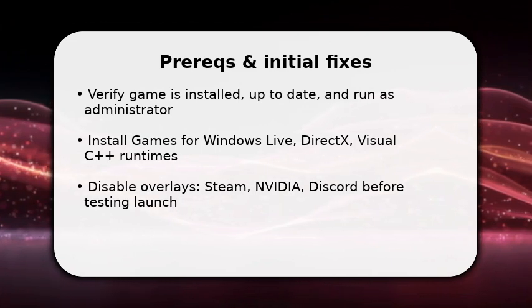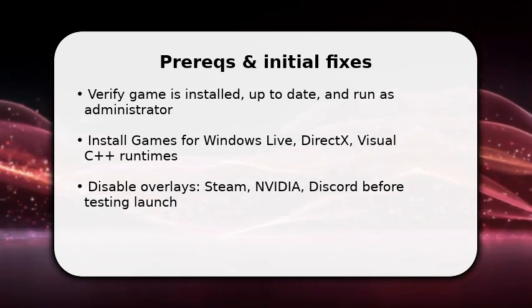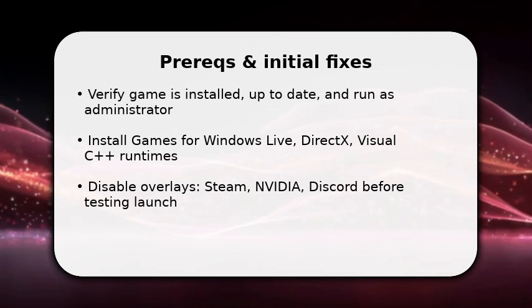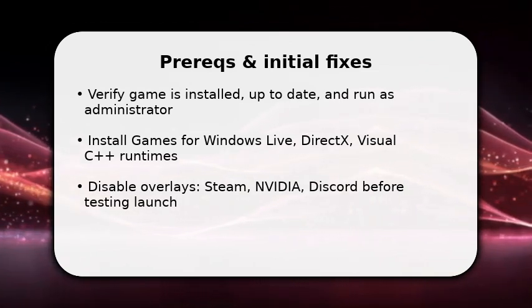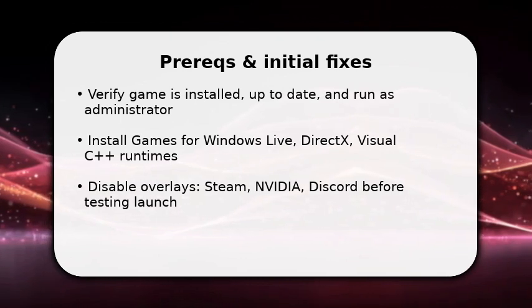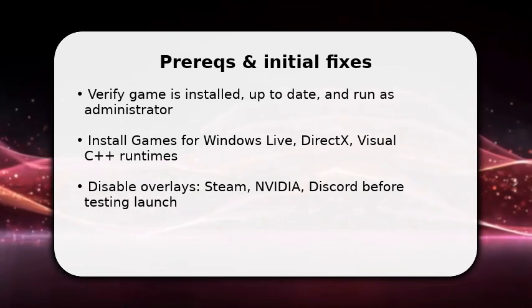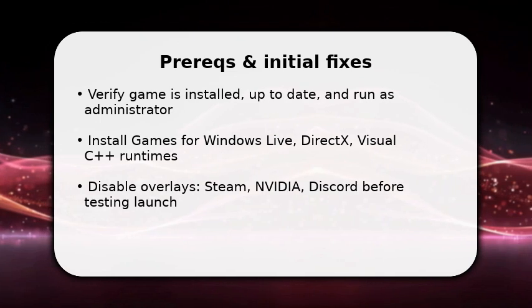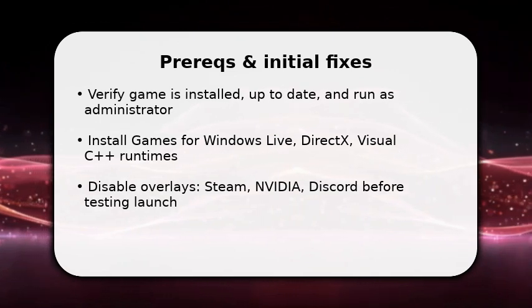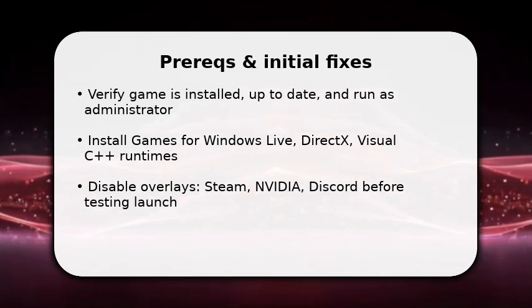Once done, install or repair Games for Windows Live components used by Fallout 3, and disable overlays from Steam, Discord, and GPU utilities so they don't inject into the process. Make sure antivirus isn't quarantining files. Whitelist the Fallout 3 folder to prevent interference.